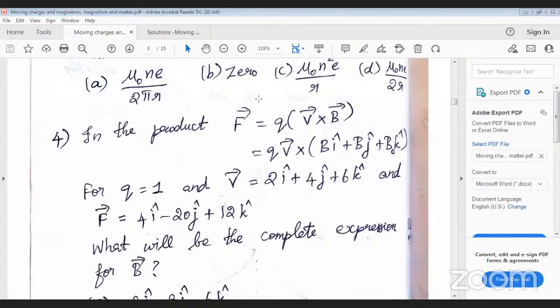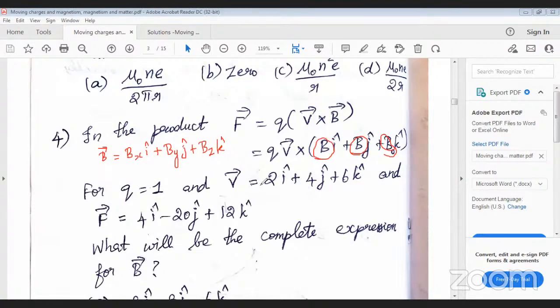That means the magnetic field can be represented as, since it is a vector quantity, vector B equal to bx I cap plus by j cap plus bz k cap. Okay, this is the expression. For the present case, instead of bx, it is b. Okay, instead of by, it is b. Instead of bz, it is b naught. Okay, so in that way you have to take.